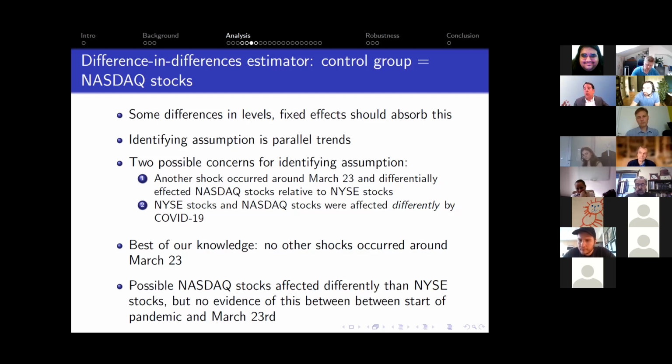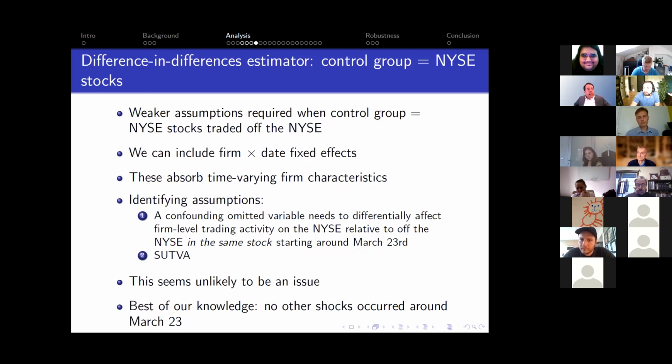To the best of my knowledge, there are no other shocks that would contaminate this. But you should still think about whether there are other shocks. When I look at trading on NYSE versus off NYSE, I think the identifying assumptions are much, much weaker. Basically, the principal issue I would be worried about in that analysis is violations of the stable unit treatment value assumption. By its definition, we have firm times date fixed effects in this specification. So even if there are time varying shocks that affect these firms, this specification absorbs it. There really can't be an omitted variable.